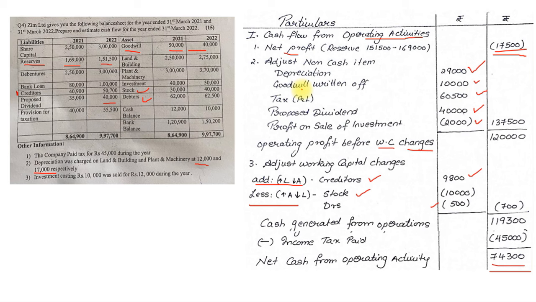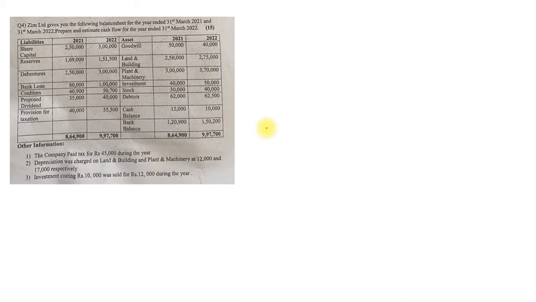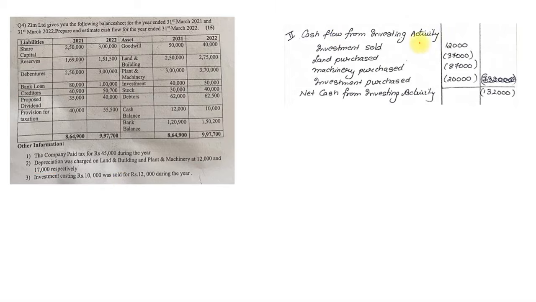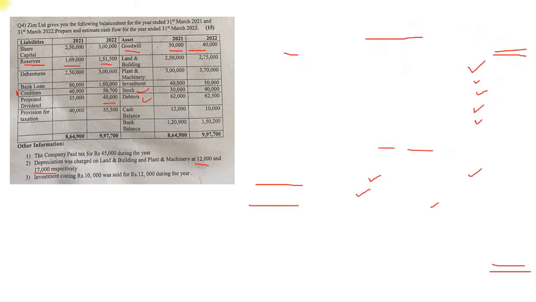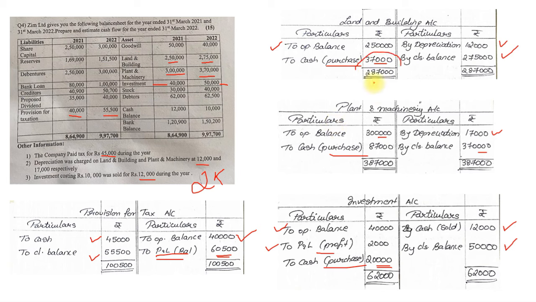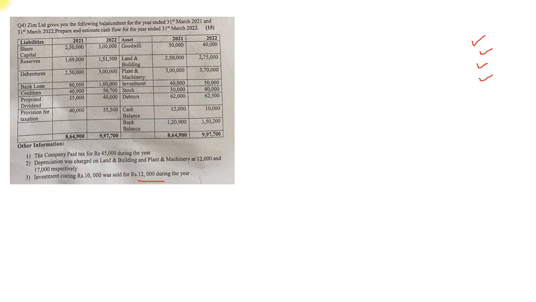Second will be investing. Investment may only the asset, the fixed assets. In land and building we found cash purchases. In plant and machinery we found cash purchases. In investment we found cash purchases. And also we have sold one investment. So four things can appear. Cash flow from investing activity, where we have investment sold for 12,000, land purchase 37,000, machinery purchase 87,000, and investment purchase 20,000. These values are from the fixed assets, which we are going to use.